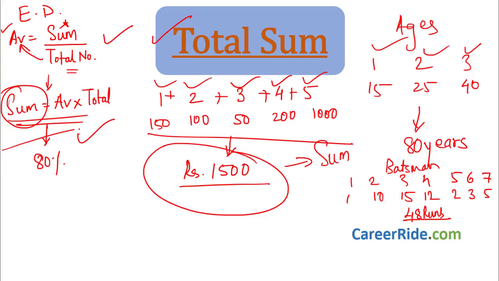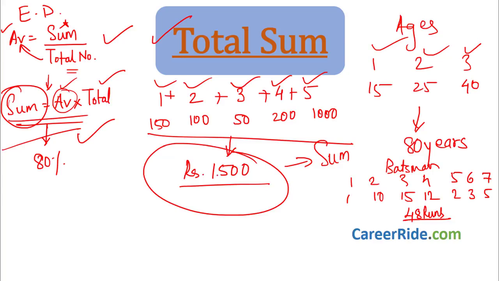That so easily, very easily we can get the total sum. Now why do we do that, average into total? Because we have learned that equitable distribution means average, average means equitable distribution. So total number of members, if we multiply by average, that means that each member gets this much amount.